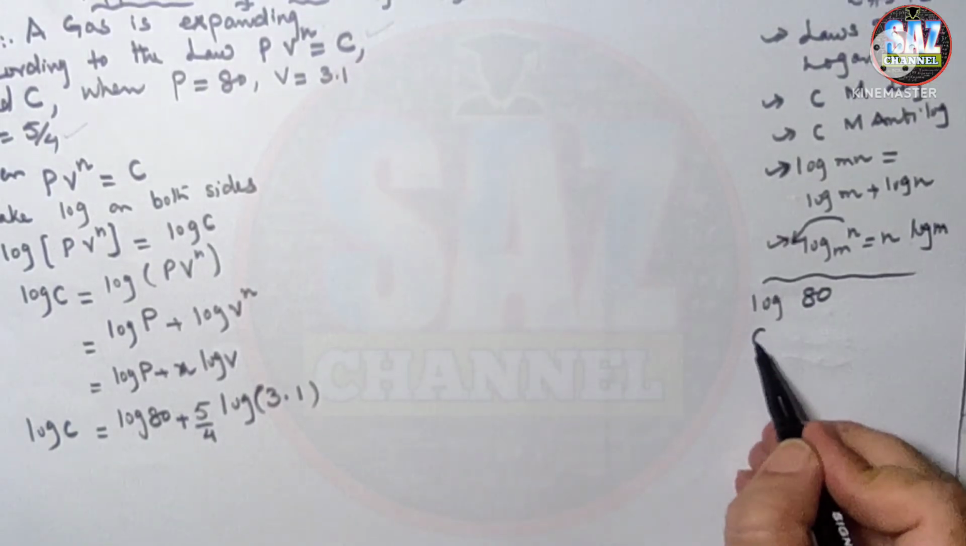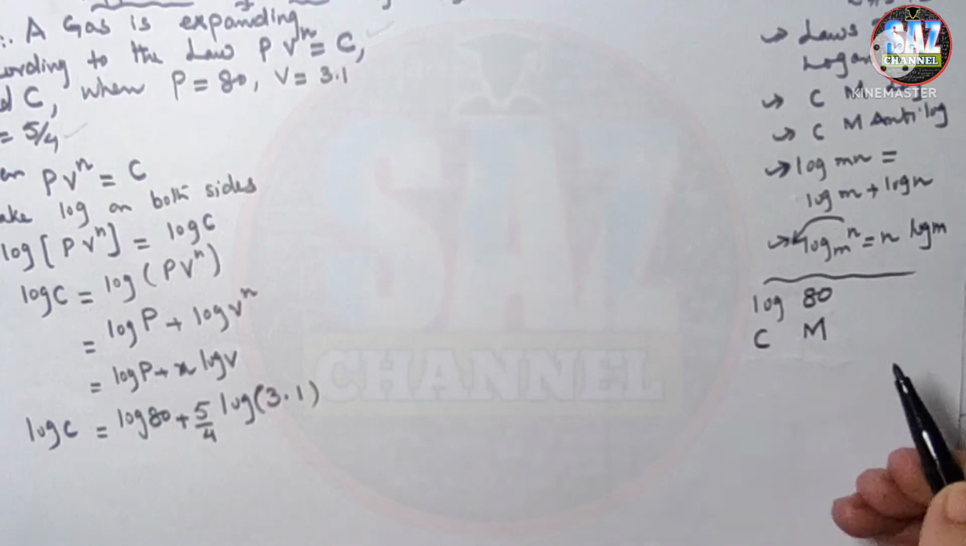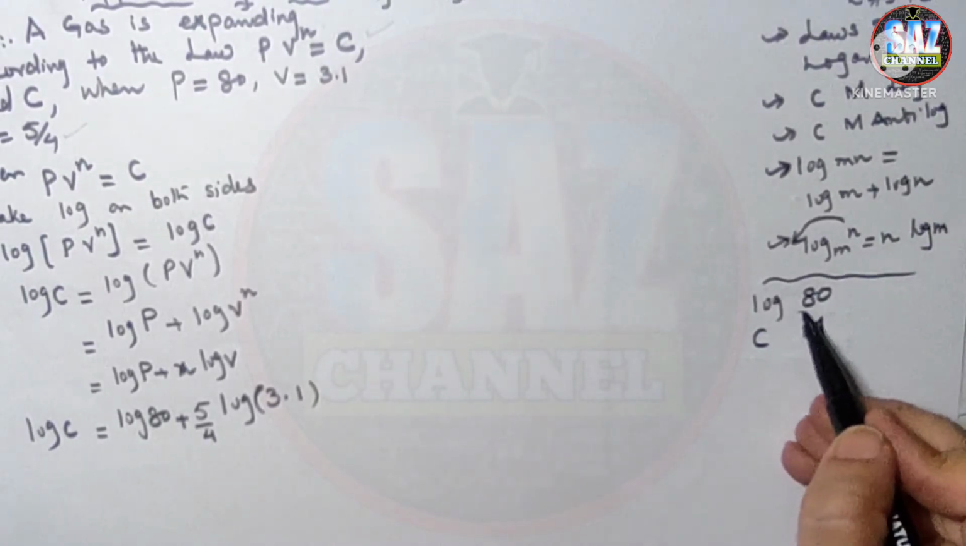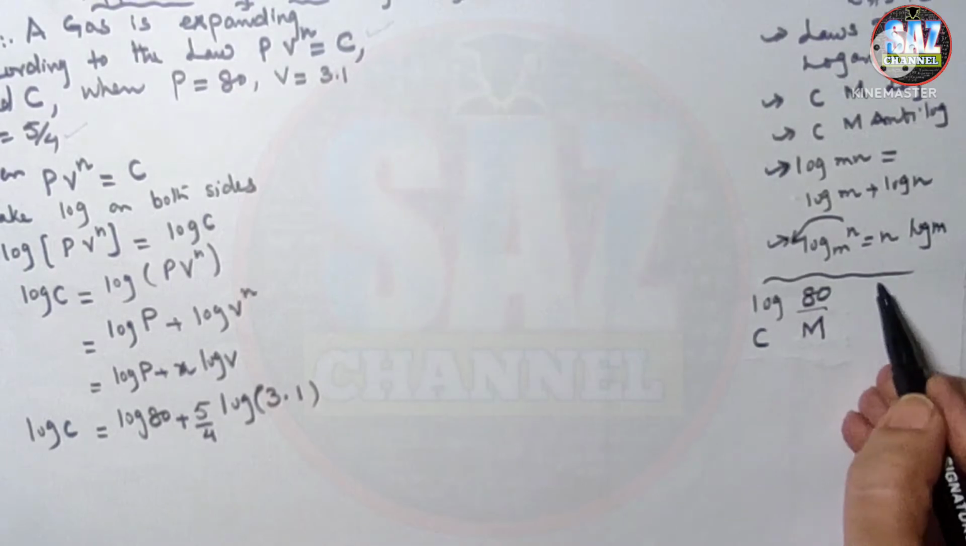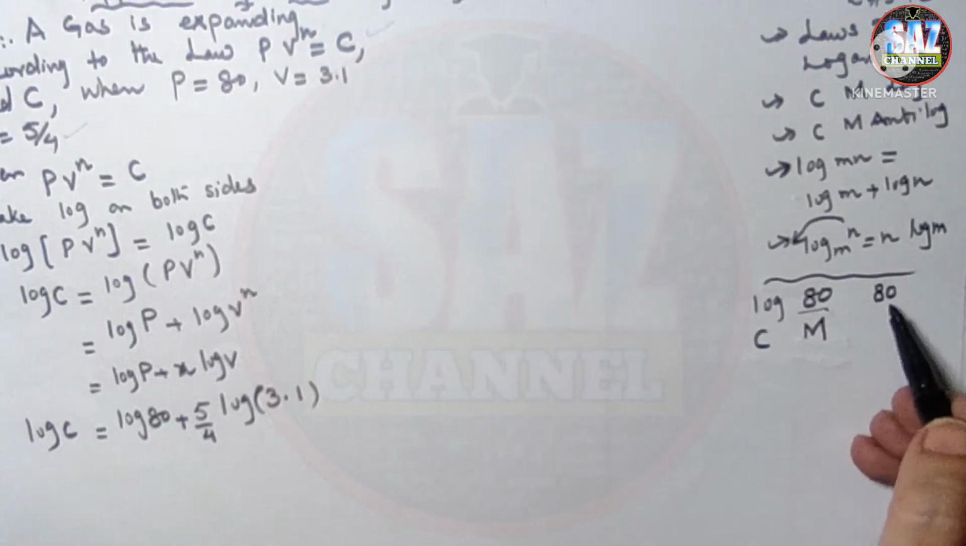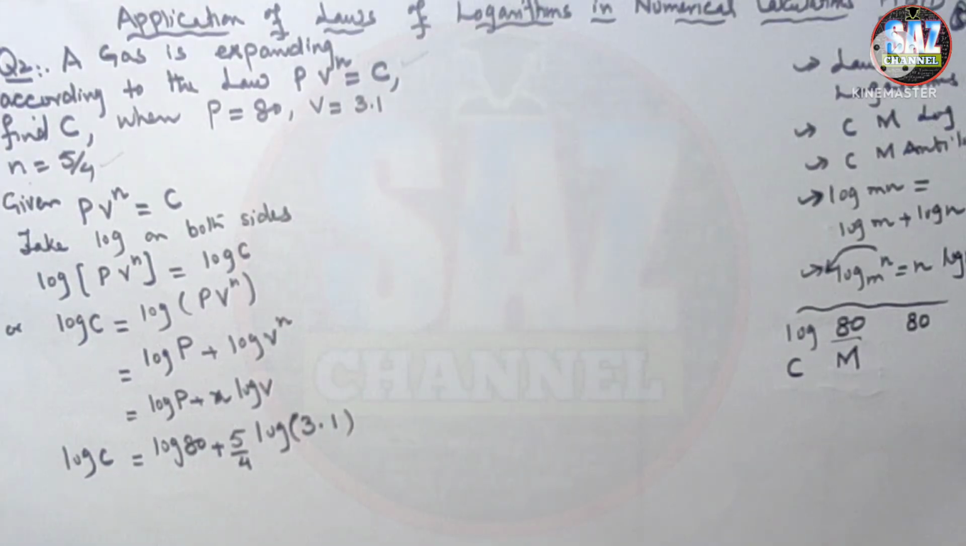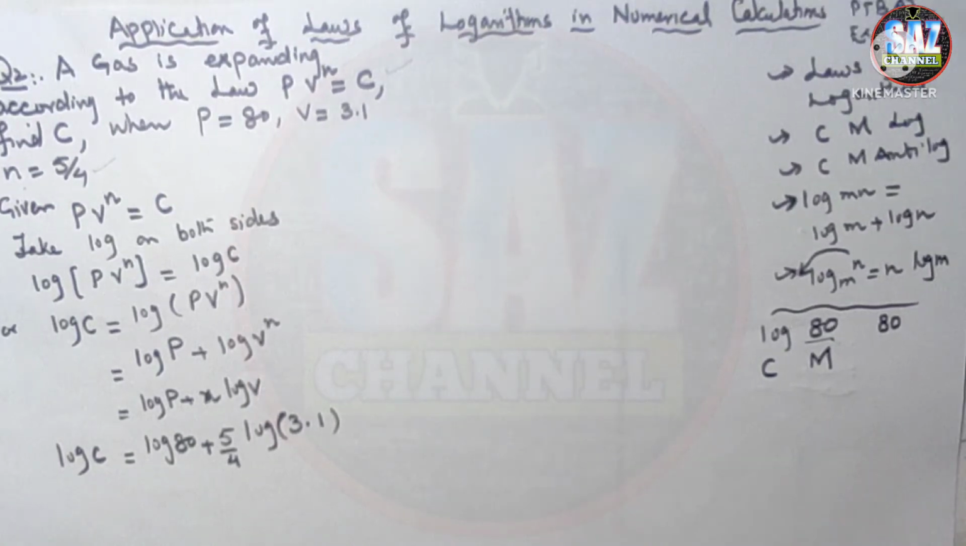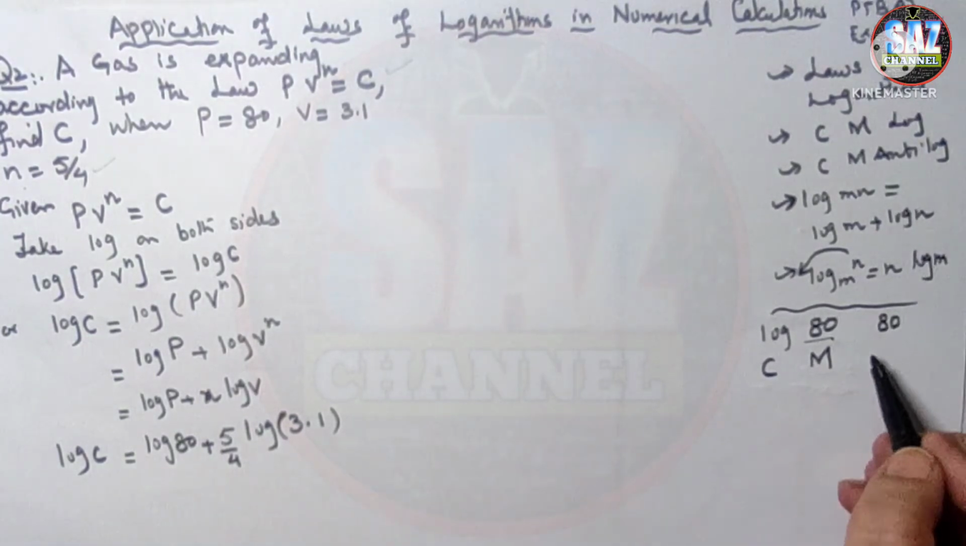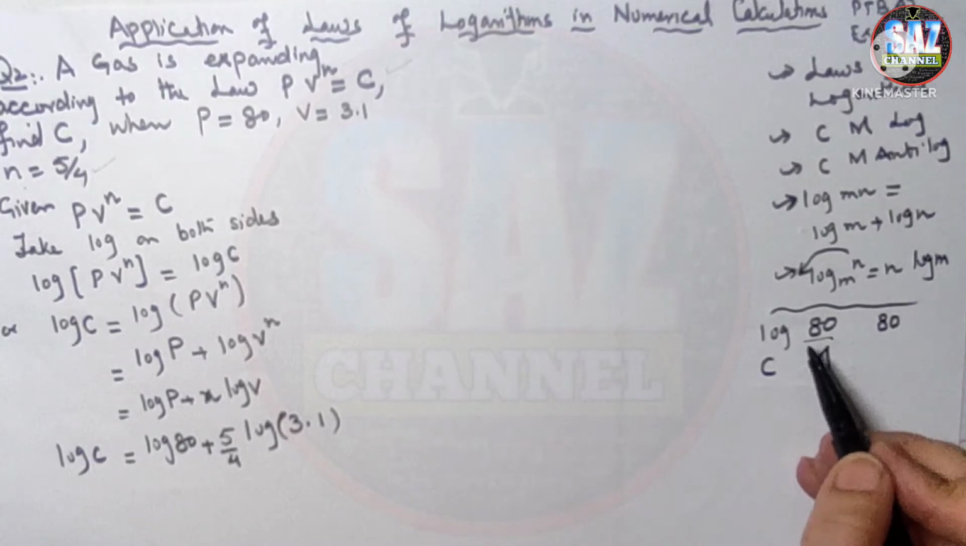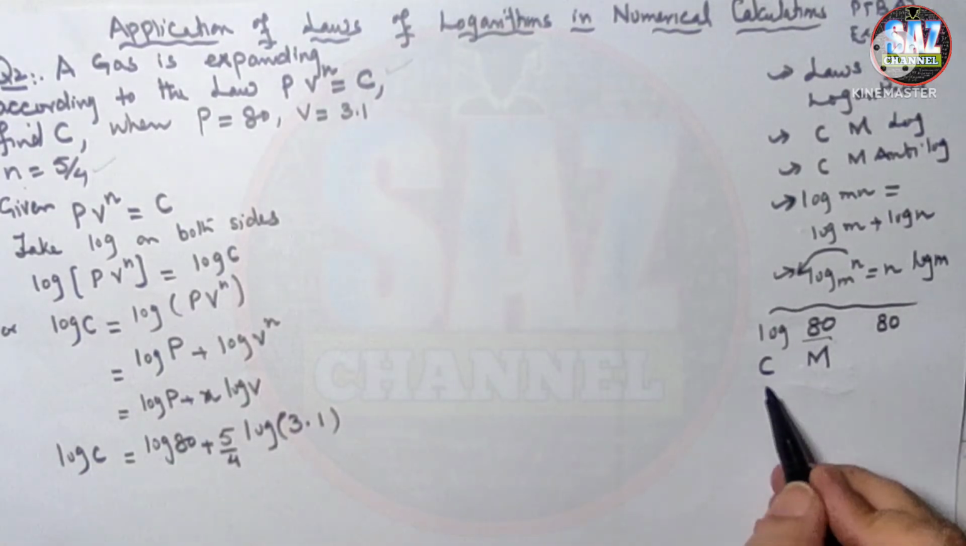One is the characteristic and one is the mantissa. If you look at this number, it contains 2 digits. You can apply the rule for calculating the log of a number greater than 1. The characteristic of the log of a number greater than 1 is always 1 less than the number of digits in the integral part of the number. This number has 2 digits in the integral part, so the characteristic is 1.